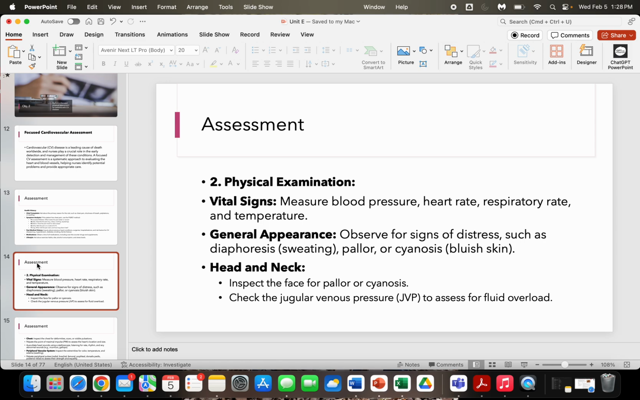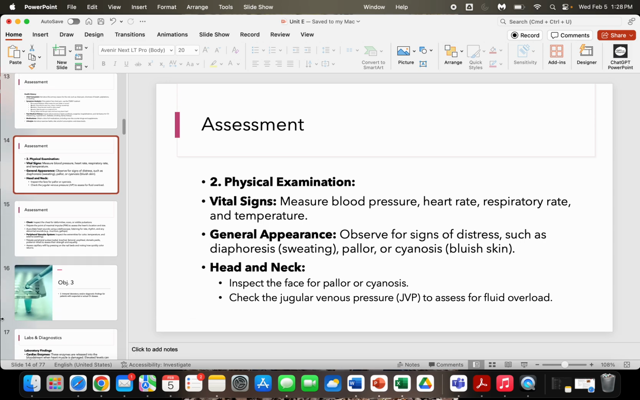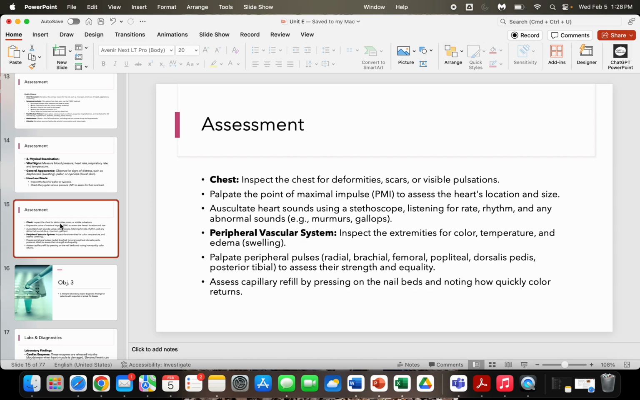And then head and neck, all right? So if we're going down the body and we're doing our head to toe, these people oftentimes, again, have cyanosis, pallor, so that really dusky paleness to them. We're going to try and check that jugular venous pressure, and we're going to assess for any kind of fluid overload, right? So if we're in fluid overload, what that directly affects is the workload on the heart, okay?